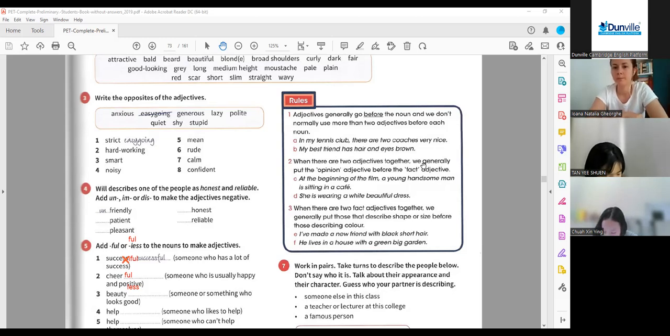When there are two fact adjectives together, we generally put those that describe shape or size before those describing color. E. I've made a new friend with black short hair. F. He lives in a house with a green big garden. Can you change them into correct sentences now?